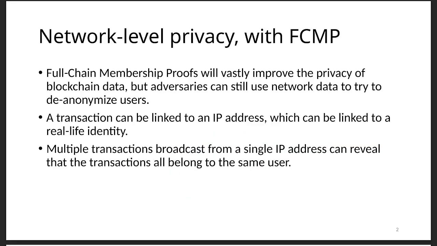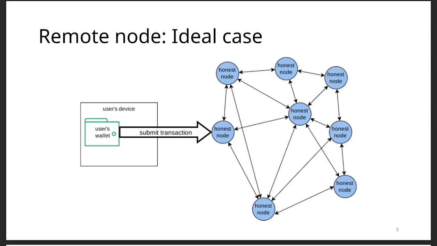The upcoming full chain membership proofs upgrade will vastly improve the privacy of blockchain data, but adversaries can still use network data to try to de-anonymize users. For example, a transaction can be linked to an IP address, which can be linked to a real-life identity. Multiple transactions broadcast from a single IP address can reveal that the transactions all belong to the same user.